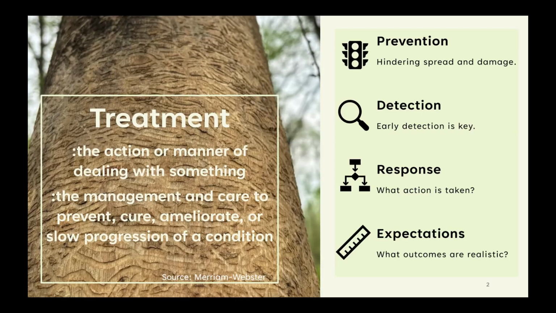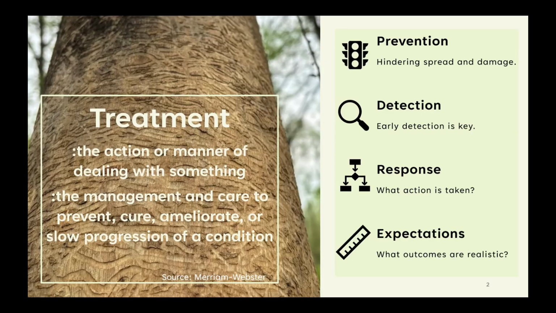And so when we look at how to approach or deal with EAB, there's a few key components that we'll look at and consider that will help with hopefully the decision-making process, and then looking at different treatment options, those being prevention, detection, response, and expectations. We'll take a closer look at each of these, but prevention is probably more accurately described as hindering the spread or slowing the spread and damage of EAB. It's unfortunate because if ash trees are present, EAB either is or likely will be at some point.